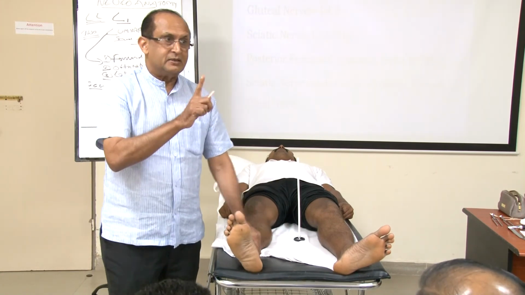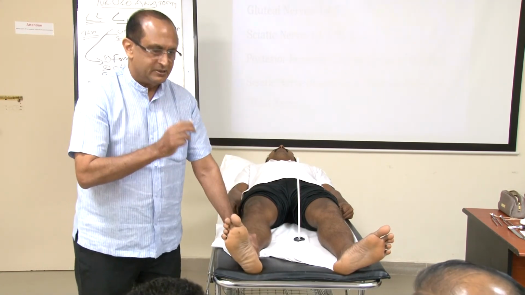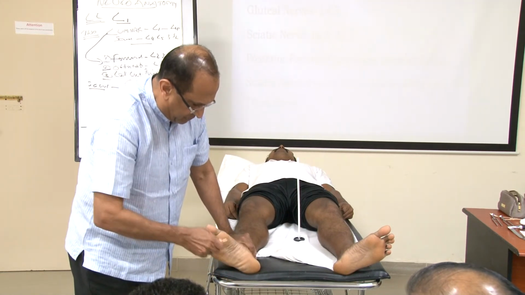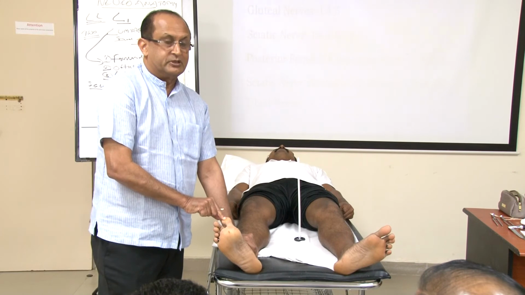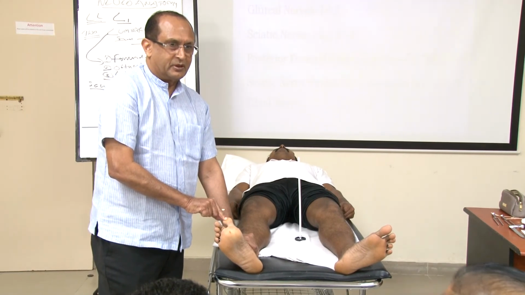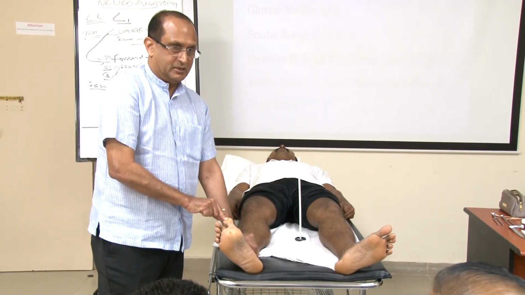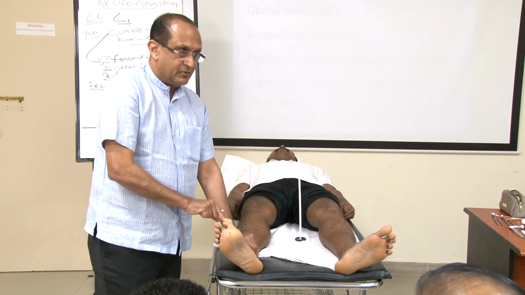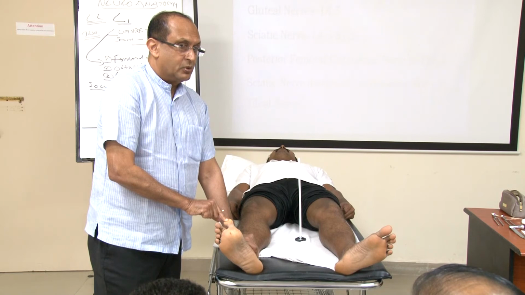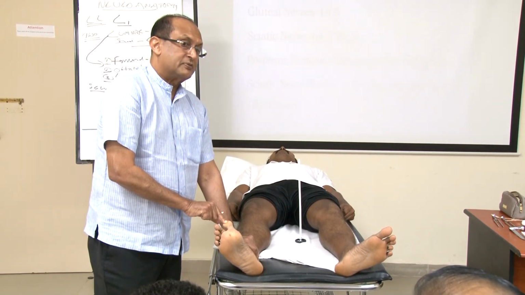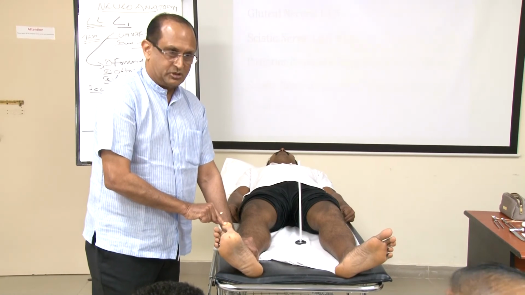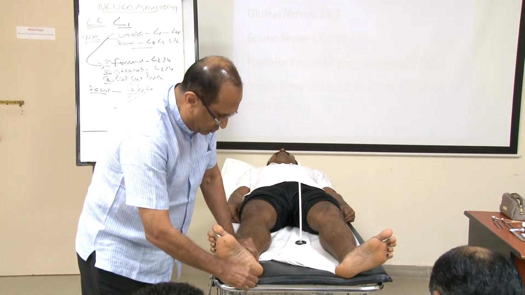In an extensor plantar response, what happens is when you scratch the lateral border, this big toe will first move. This is the first movement. First movement in an extensor plantar response, which is because of the corticospinal tract lesion, is actually a nociceptive withdrawal reflex of the Sherrington's decerebrate posture.